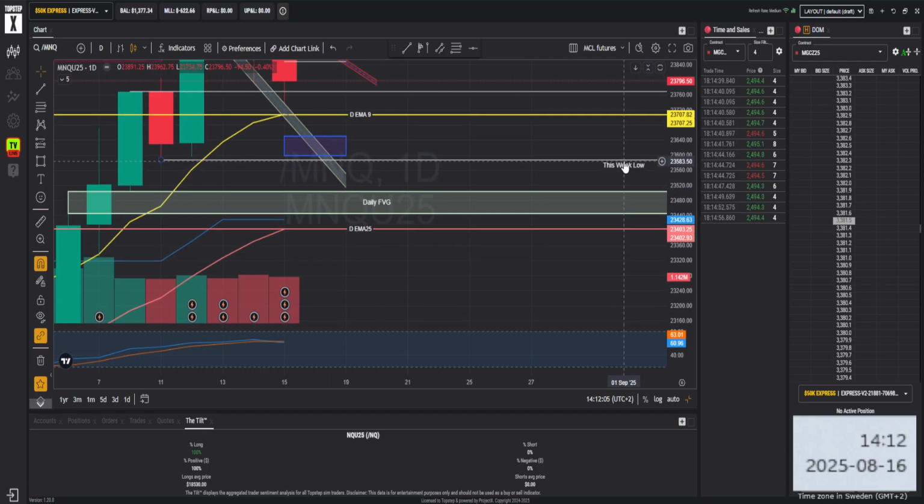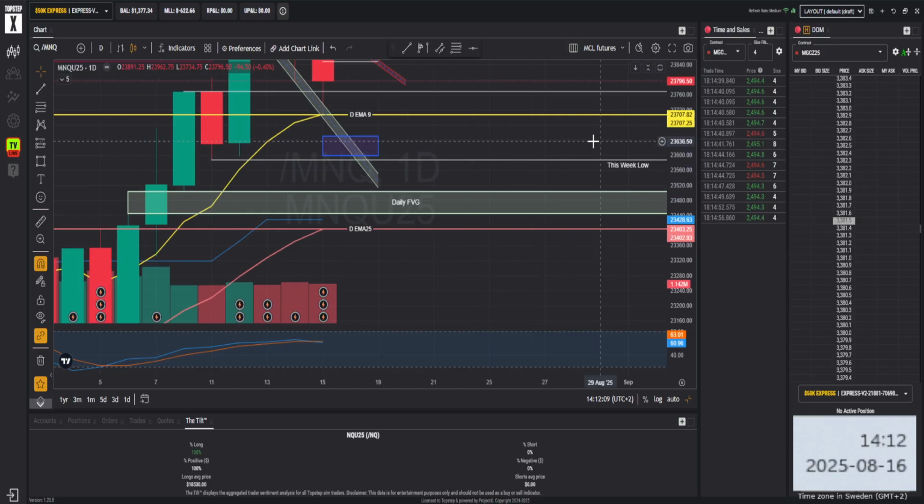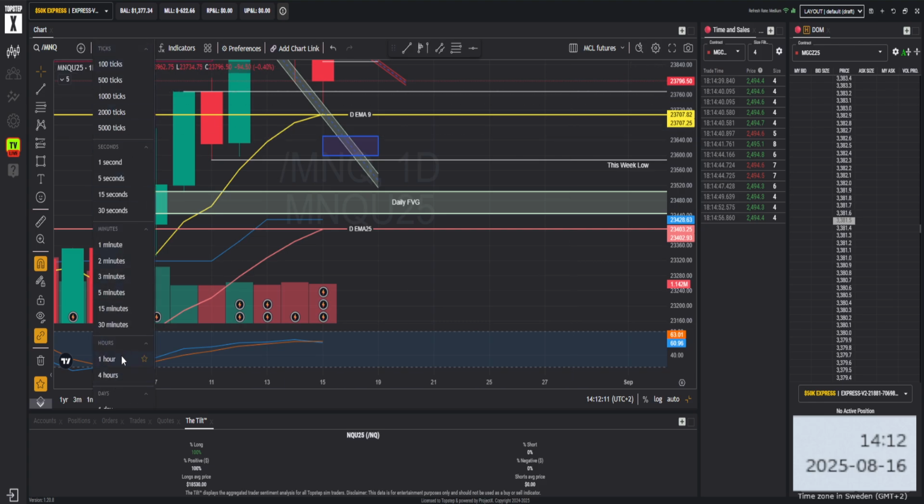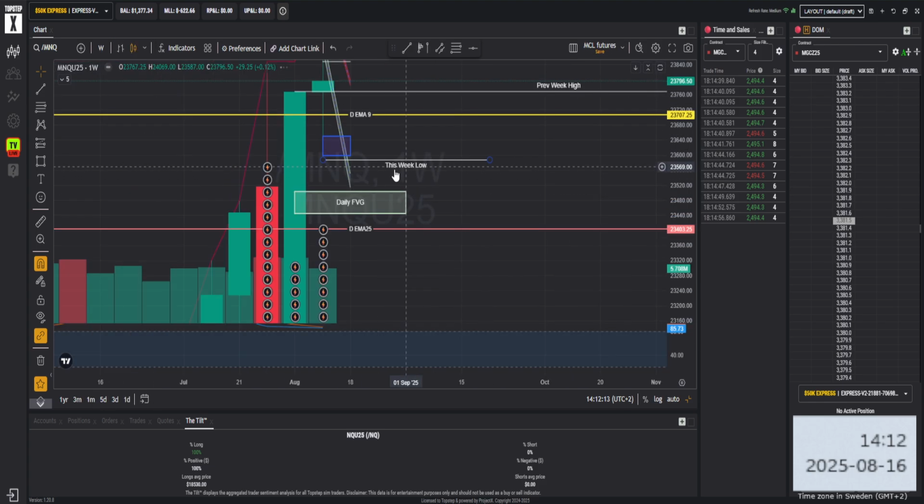Let's see, this week low. What do you mean this week low? Was that this week low? It is, okay. So we might break this week low then.